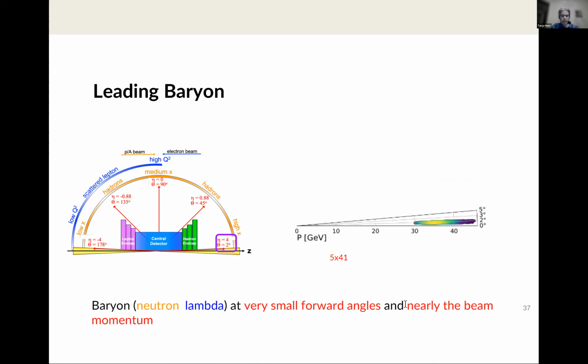And here is what I was mentioning many times. This is really the distinguishing feature: the leading baryon that needs to be detected. It goes at very small forward angles. You see it here, it's about 1 degree, maybe up to 2, and is nearly at the beam momentum. So these are very energetic and very small angle particles to be detected.